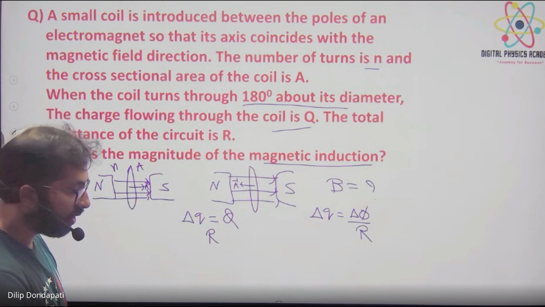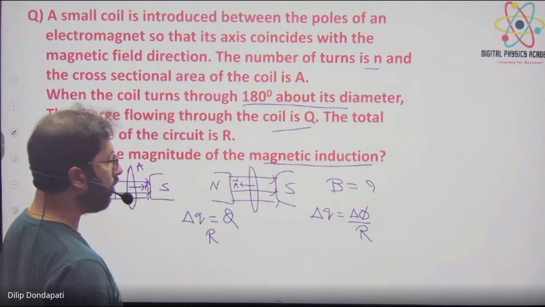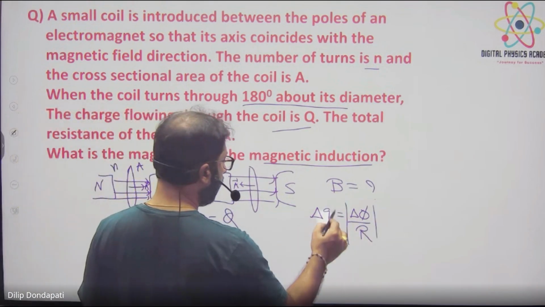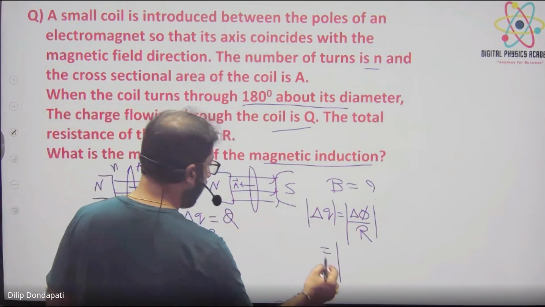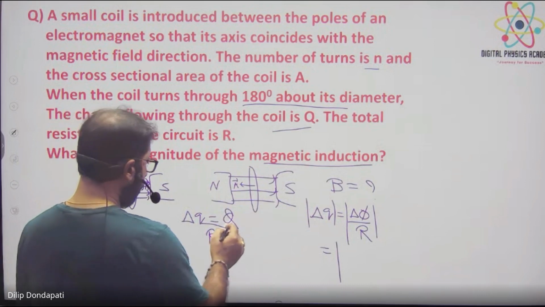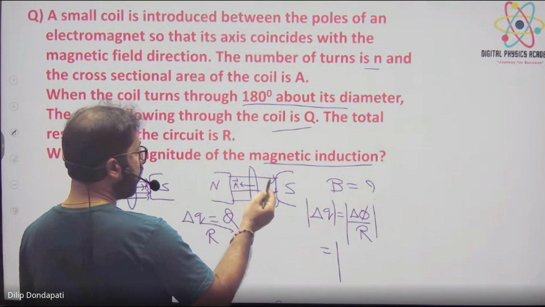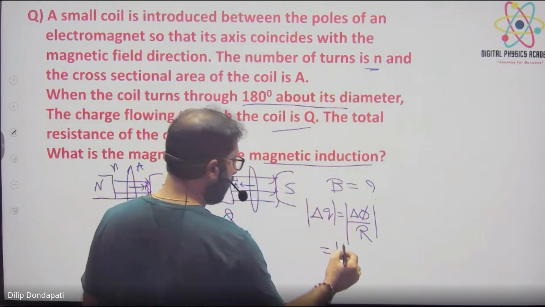Now find the change in flux in terms of the variables, and always take delta phi as a modulus. Delta phi is final flux minus initial flux. Delta Q is delta phi by R, so delta phi is Q R, taking delta Q as Q. The number of turns n will also be there. The final flux is N B A cos 180, and cos 180 is minus 1, so the final flux is minus N B A.